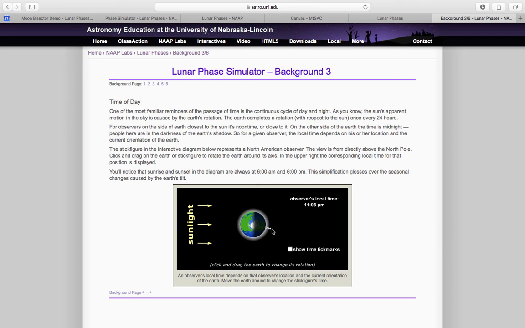As I move this little stick person around, we can see that the local time changes. I can even click this box to make it a little bit more obvious where I need to put the person to correspond to a specific time.